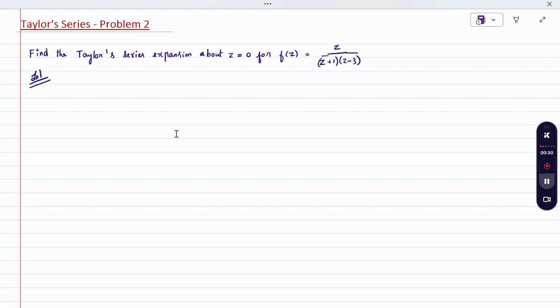First step, the denominator term. The denominator term is (z plus 1) into (z minus 3) equal to 0. So z equal to minus 1 and z equal to 3. So the singular points are z equal to minus 1 and 3. What is the meaning of this? It means at these points the function is not analytic.